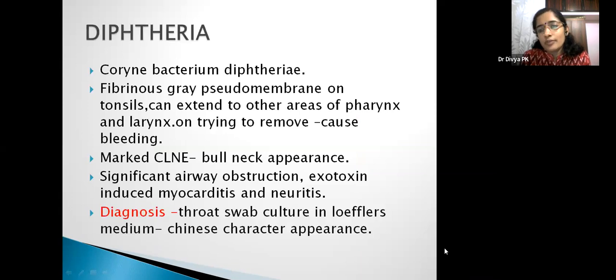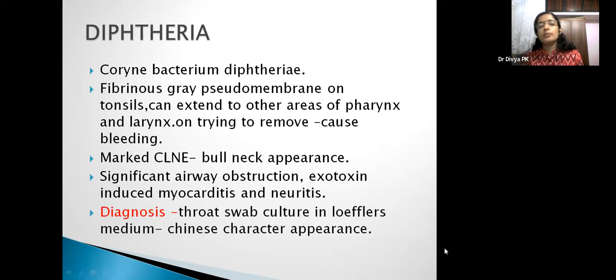I just wanted to mention one more case, a slide on diphtheria. In health service, it is one of the major causes of membranous tonsillitis. I kept it as an additional slide because I didn't know whether there would be time. Diphtheria is caused by Corynebacterium diphtheriae. On examination, there will be a fibrous gray pseudomembrane, a dirty brown, leather-like membrane over the tonsil, and it can extend up to the other areas of the pharynx and larynx.